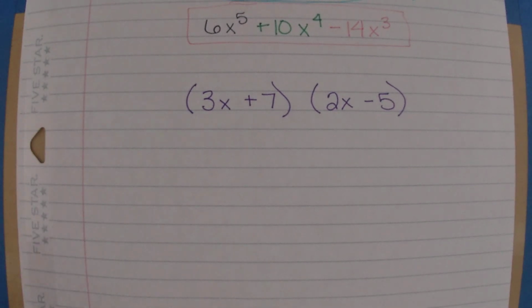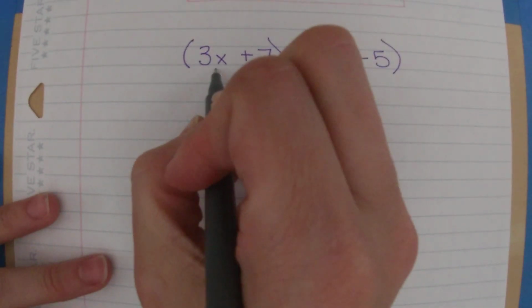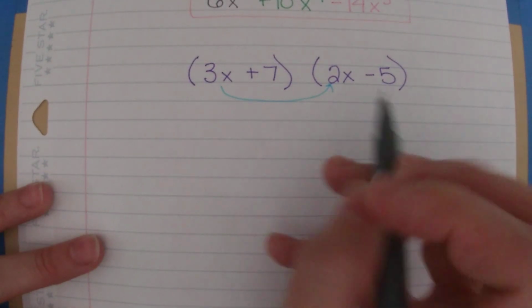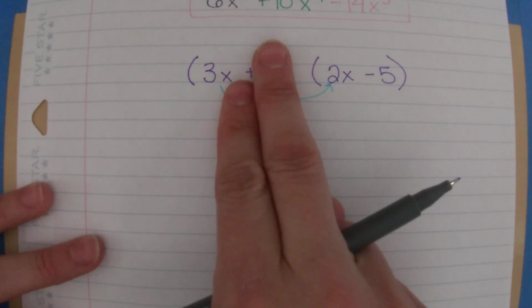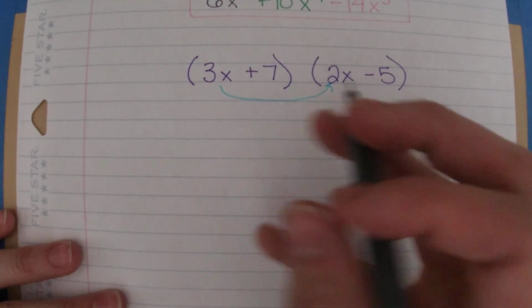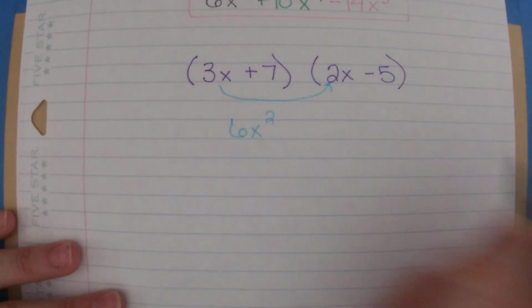So the first thing that we'll do is we will distribute the 3x. So 3x times 2x, right? I'm pretending this 7 isn't here at all, and I'm just distributing that 3x. So 3x times 2x gives us a 6x squared.